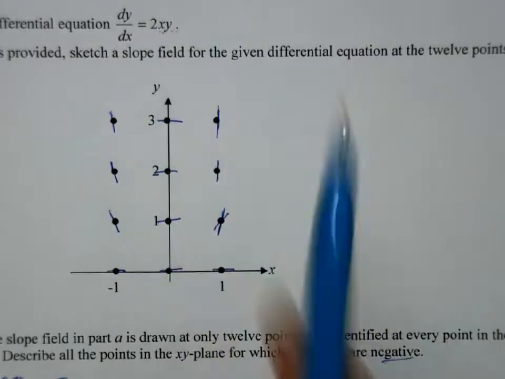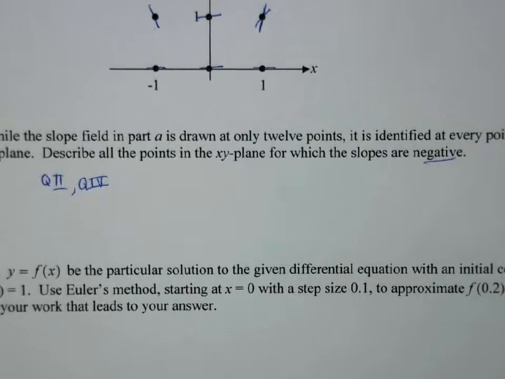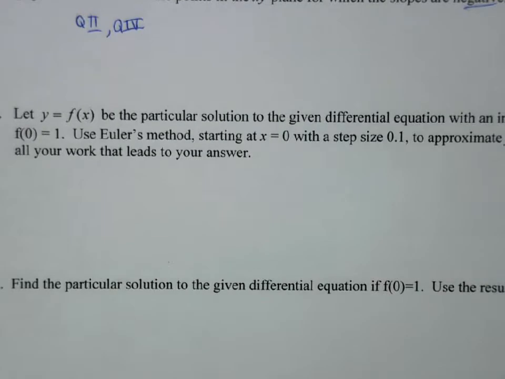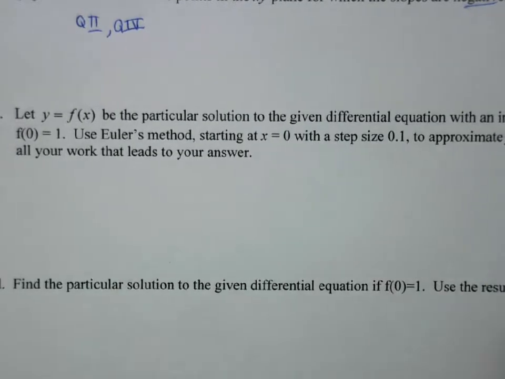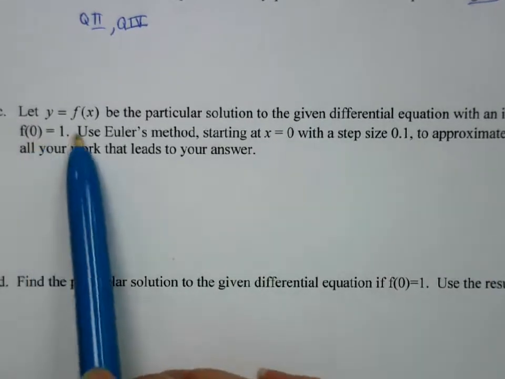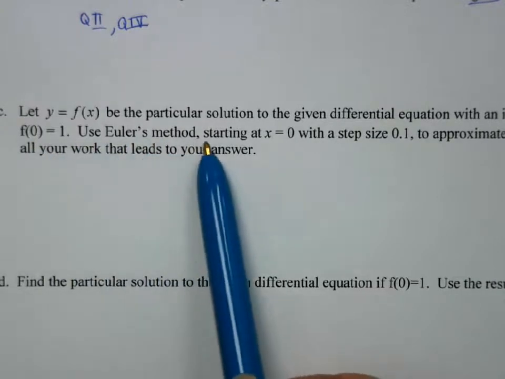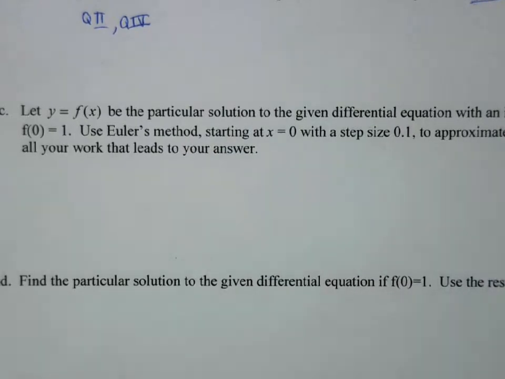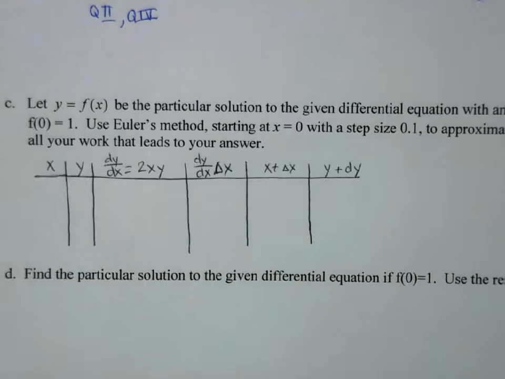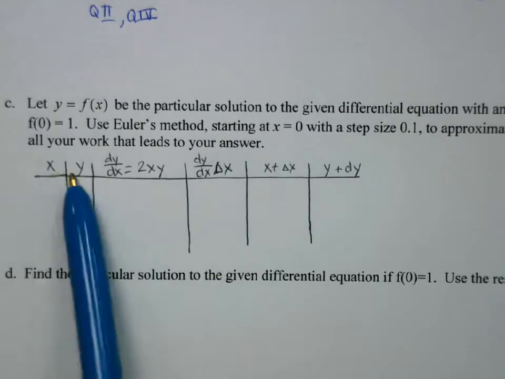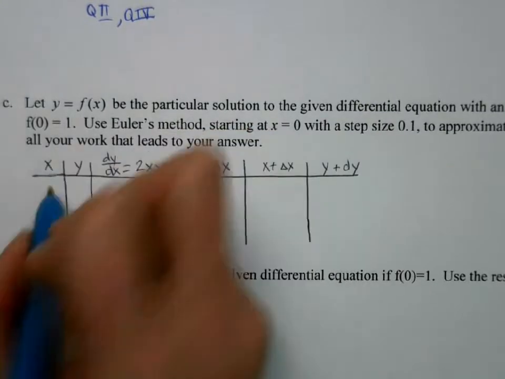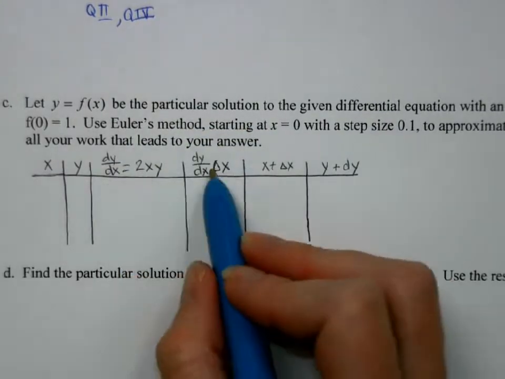All right, next we have Euler's method. So we're going to let y equal the particular solution with the initial condition f of 0 equals 1. Use Euler's method, starting at x equals 0 with a step size of 0.1 to approximate 0.2. Show all of your work. So first we'll draw our chart. Okay, so our columns are x, y, or you can just do the point together if you prefer. I'm going to calculate dy dx. So we're starting, then once we have the slope, we'll multiply by the delta, so how far we're going. Then we'll add our new x and our new change in y.